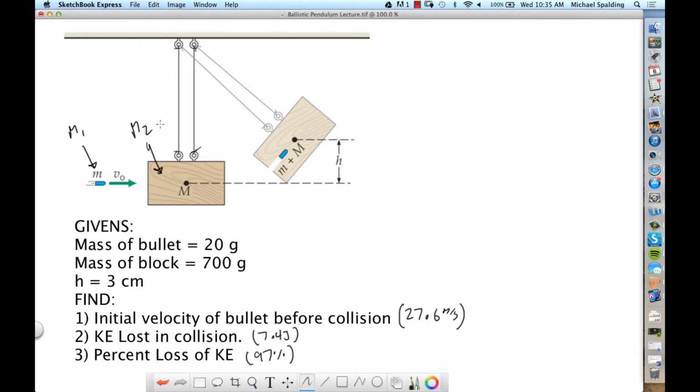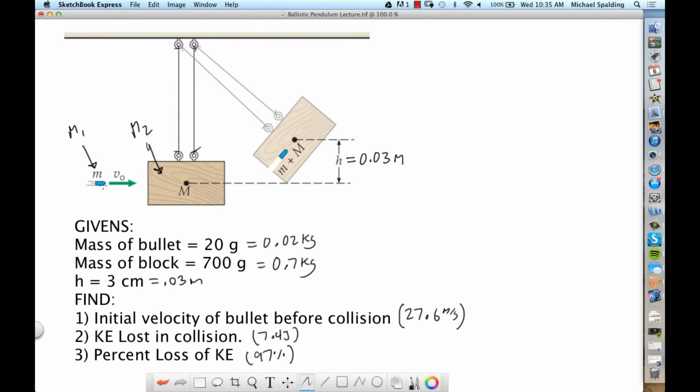Now, we have the mass of the bullet, we got the mass of the block, and then we got this vertical height that the block rises after the collision, which we want to put into meters. So 3 centimeters is 0.03 meters. Then these masses, you want these in kilograms. That's 0.02. And then 700 grams is 0.7.